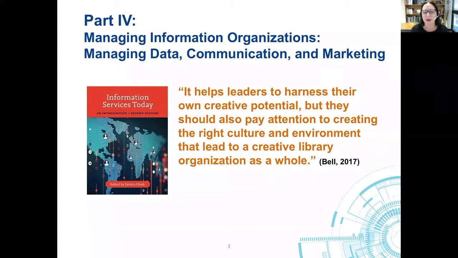Chapter 26 demonstrates the importance of data management and data analysis for information professionals and provides different techniques and tools for recovery, preservation, visualization, and data governance. Chapter 27 discusses the factors that affect interpersonal communication and the skills needed for information professionals to become effective communicators.